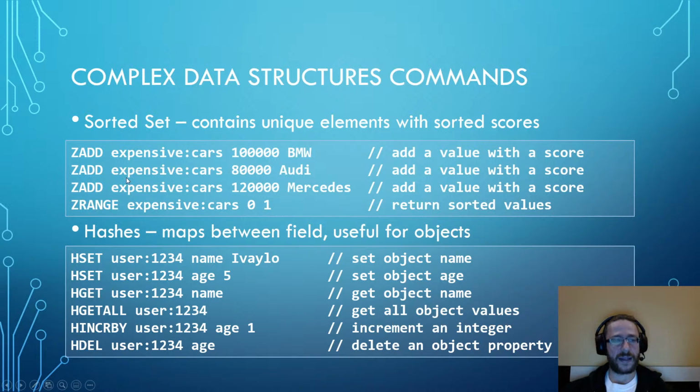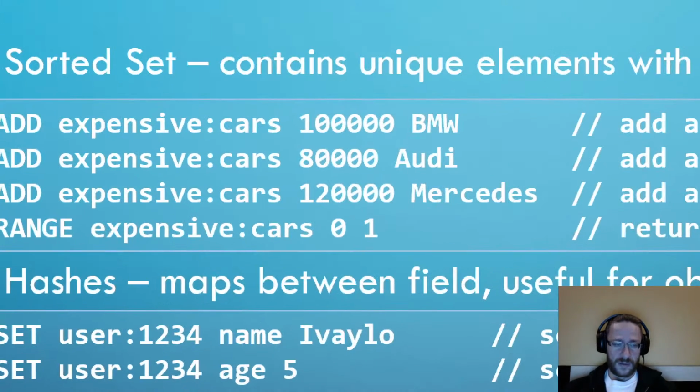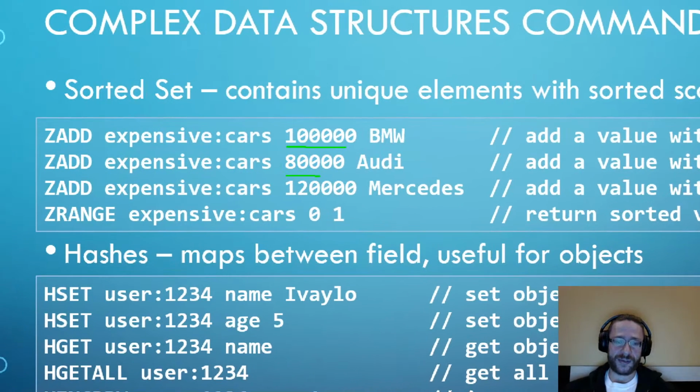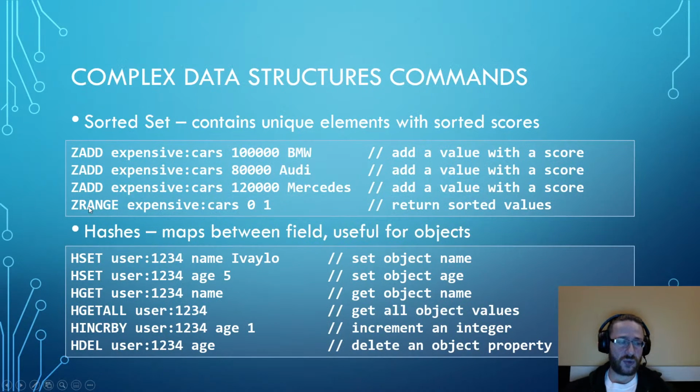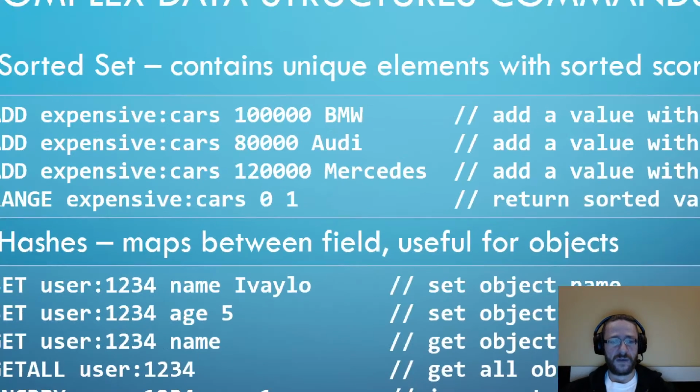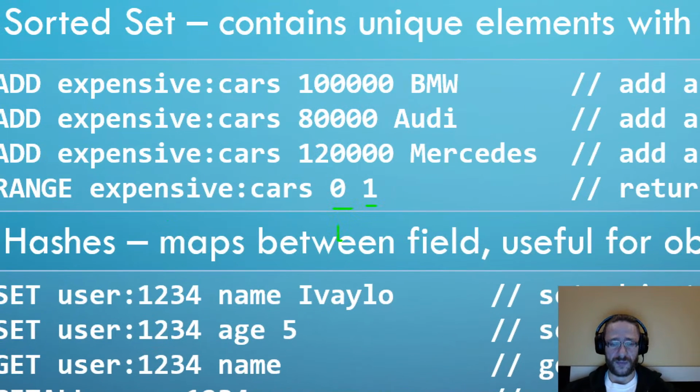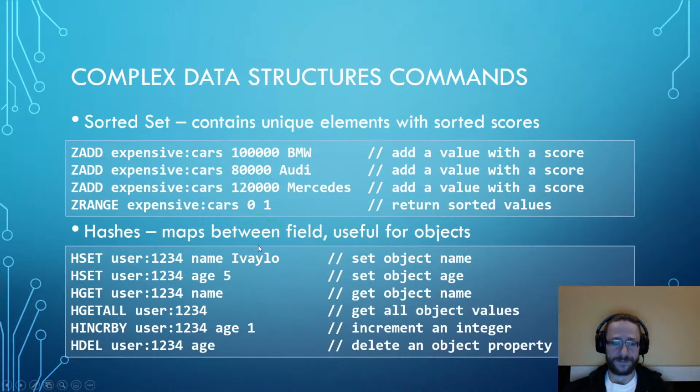Then we have ZADD expensive cars 80,000, which is Audi, and ZADD expensive cars 120,000, Mercedes. The sorted set will automatically sort all the values here by the score number. And then we can easily say ZRANGE expensive cars, give me the first two, from the 0th index to the first index, give me all the values in a sorted manner.